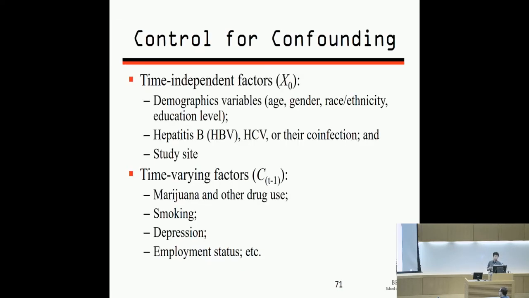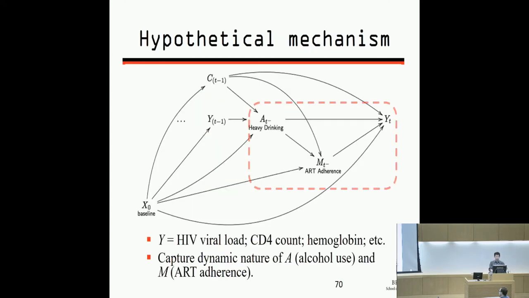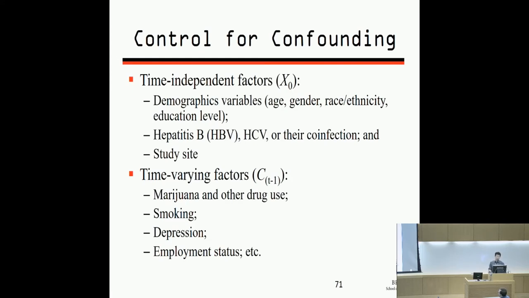Okay, so we adjust for these confounders. The time-independent factors are the baseline factors, which include the demographic variables: age, gender, race, ethnicity, education level, hepatitis B and HBV, HCV, and their co-infection, and study sites. We assume that all these baseline factors can confound the causal effects from A to M, and also the causal effect from A to Y. And we assume that by conditioning on these, this confounding effect can be removed. And also, we adjust for time-varying factors, which include marijuana and other drug use, smoking, depression, employment status, et cetera.